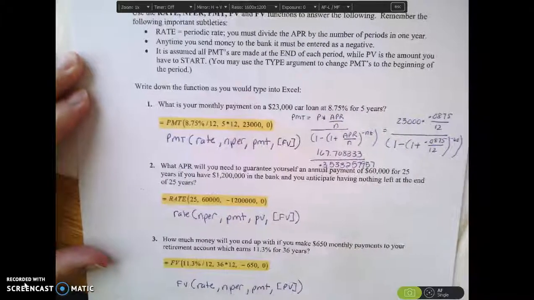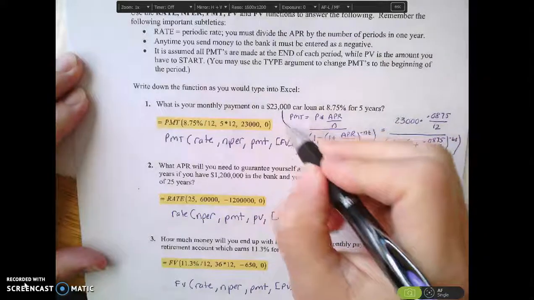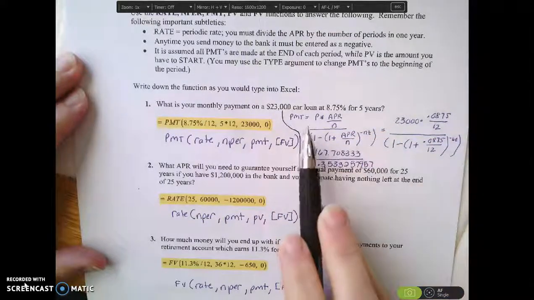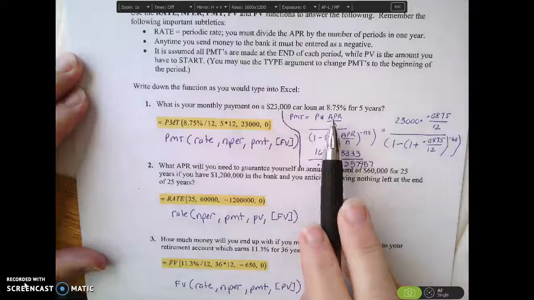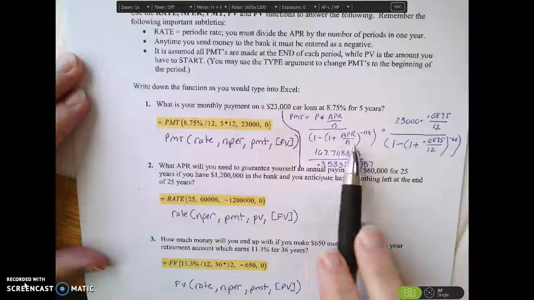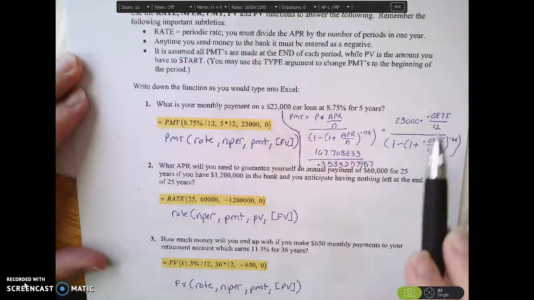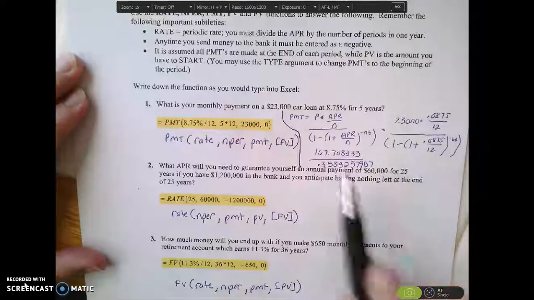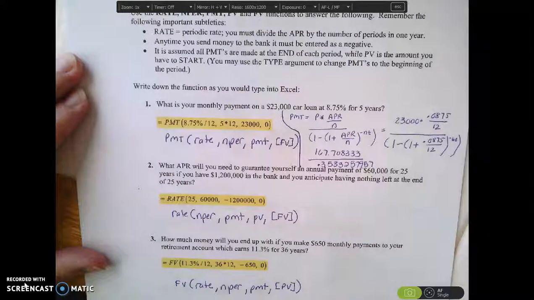So the first question says, what is your monthly payment on a $23,000 car loan at 8.75% for 5 years? Back in, I believe, chapter 3, we learned a payment formula. It uses the amount of principal, the amount that you borrowed, the annual percentage rate, number of periods is N, and T is the amount of time, which is the number of years. If I substituted all of this into my formula, I would come up with this answer, and we're going to talk about this spreadsheet, and you'll see what the actual answer is.